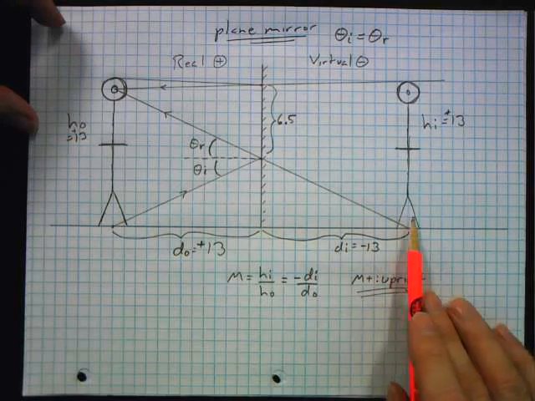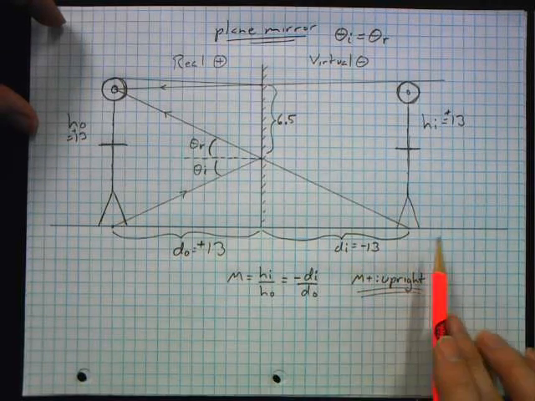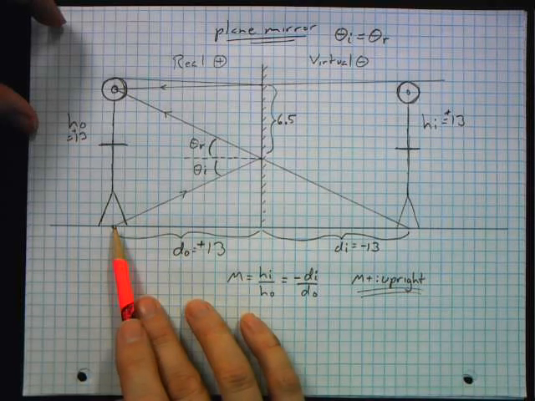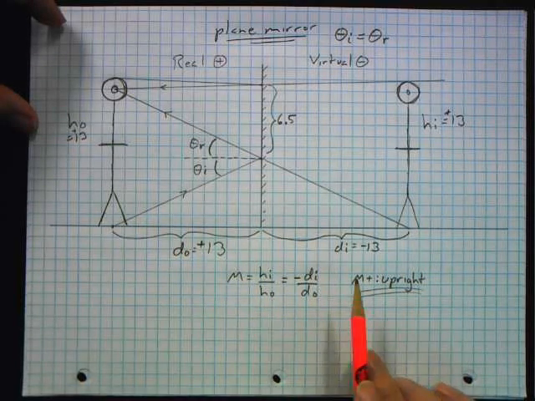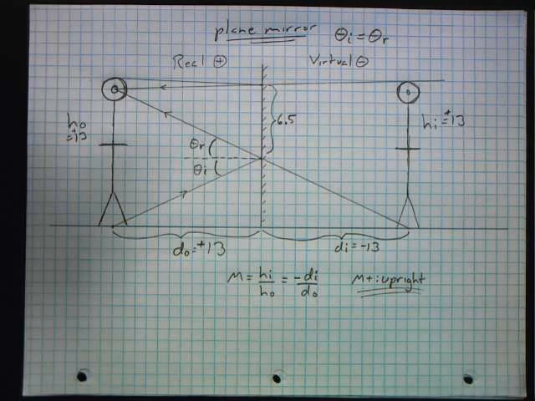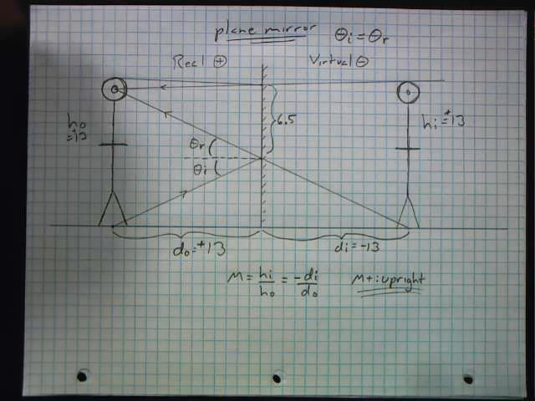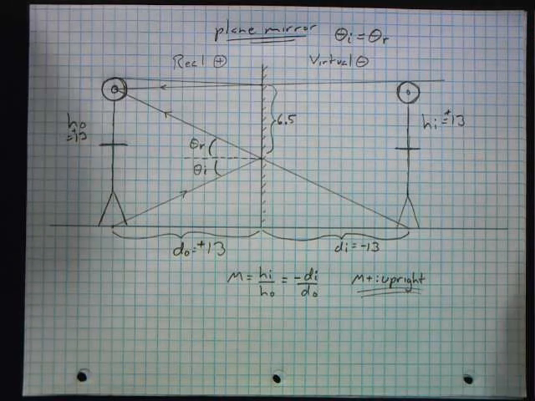He found that his image was exactly the same distance behind the mirror as he stands in front of the mirror, and that the height over here was exactly equal to his height. Now, some people, when they look at mirrors, think, even though it's a plane mirror, and even though we just proved through this diagram that it's the same height, they look a little smaller behind the mirror. Well, that makes some sense.